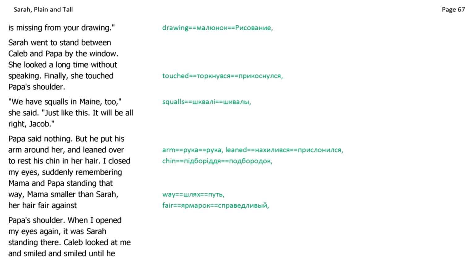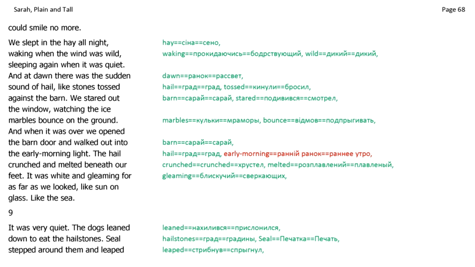I closed my eyes, suddenly remembering Mama and Papa standing that way. Mama smaller than Sara, her hair fair against Papa's shoulder. When I opened my eyes again, it was Sara standing there. Caleb looked at me and smiled until he could smile no more.